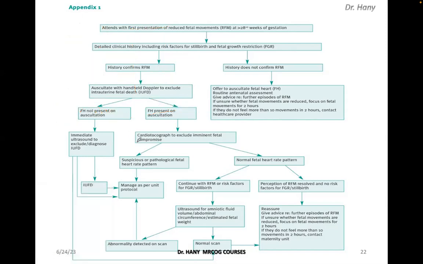You are welcome. So the fetal distress or the reduced fetal movement is nothing. The first episode auscultation, the second episode ultrasound. If you have no fetal heart, ultrasound to exclude fetal death. This is the summary of this chart.